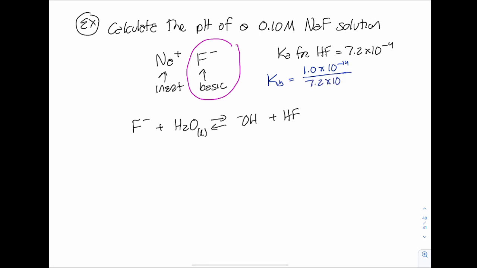A lot of times, if you look at a table of values, it doesn't actually give me a Kb for F minus. It gives me the Ka for HF, and then I would do this step to get the value for you. I'm just grabbing my calculator, and typing it in. I'm going to double check it. And I'm getting 1.4 times 10 to the negative 11th.